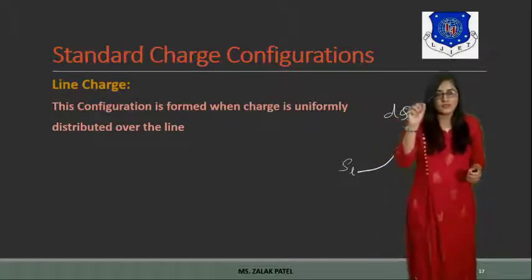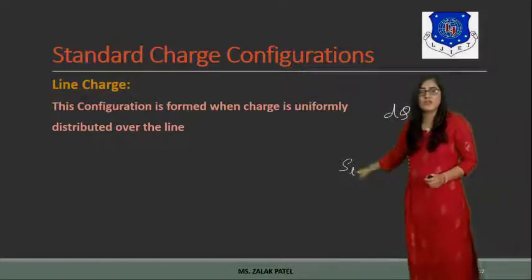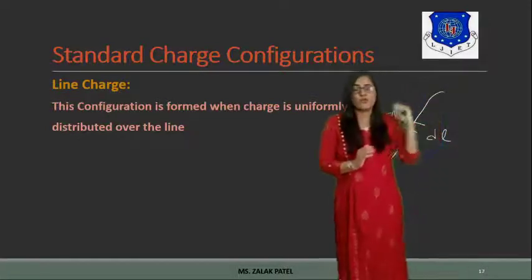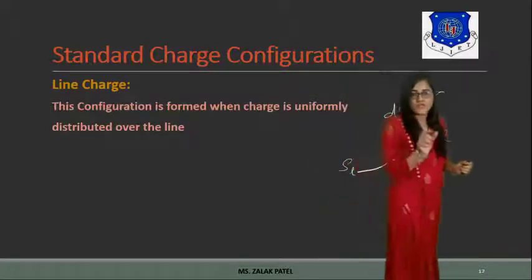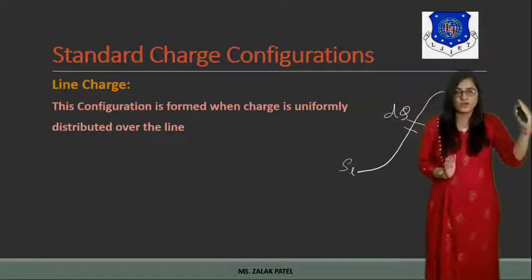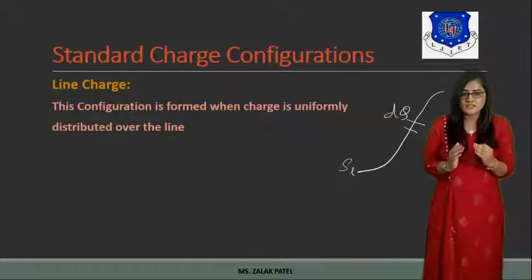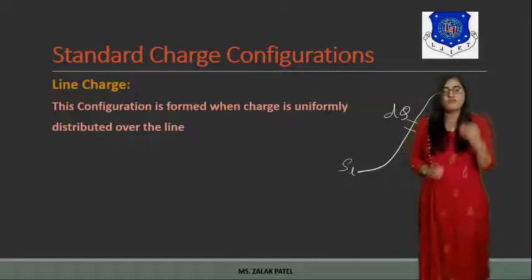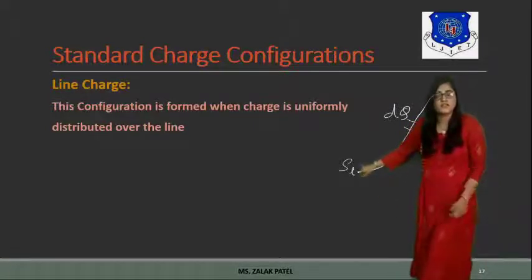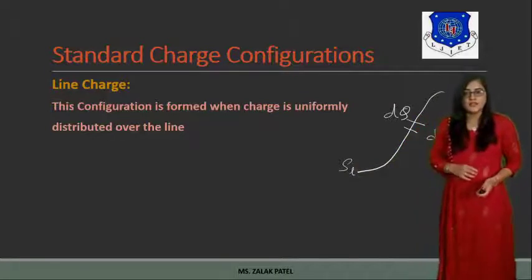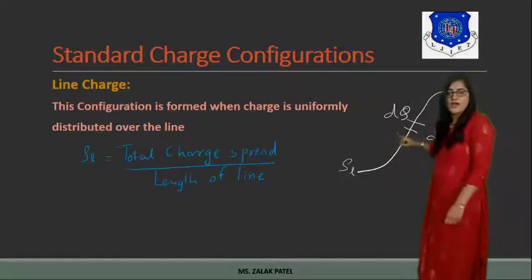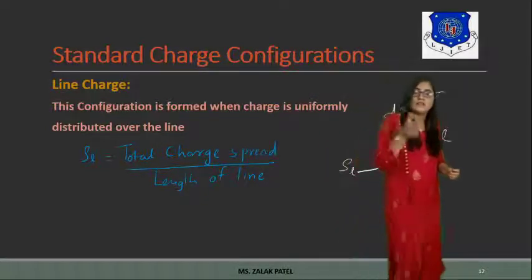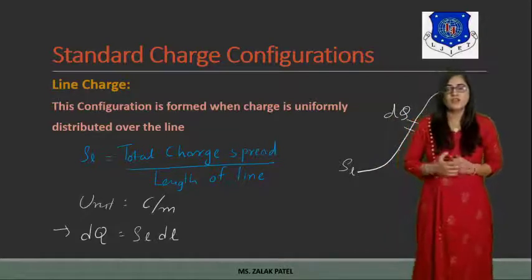Here, for example, rho L means line charge density. Now this charge is equally distributed over the line. Line means the unit is meter, and charge is uniformly distributed, so line charge density means charge in coulomb over the line. The unit of rho L, line charge density, is coulomb per meter. So the line charge density rho L is given by the total charge spread over the line divided by the length of the line, so the unit is coulomb per meter.